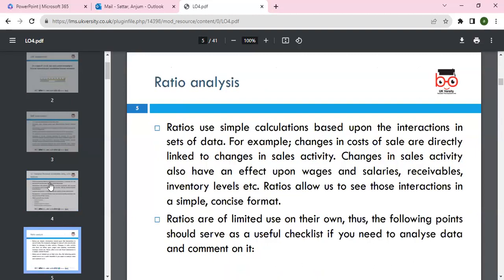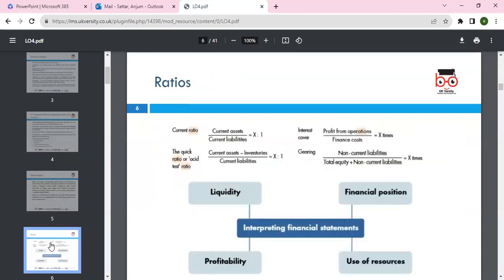Ratios are simple calculations based on the interactions in a set of data. For example, changes in the cost of sales are directly linked to changes in the sales activities. Changes in the sales activities also have an effect upon wages and salaries. It is always good to look at the limitations of these financial ratios as well.